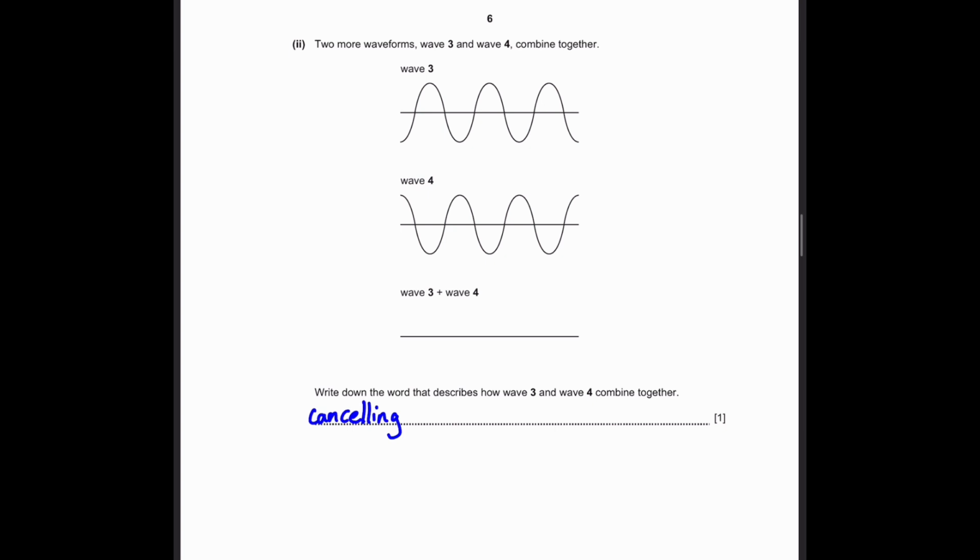Now for part 2, 2 more waveforms, wave 3 and wave 4, combine together. Wave 3 is over here and wave 4 is over here. Everything is the same except for one thing. This wave has its peak over here and its trough over here. I'll just mark that. The peak, which is the topmost point, and the trough, I'll just mark it there, which is the bottommost point of a wave. So these are another 2 peaks, these are another 3 troughs.